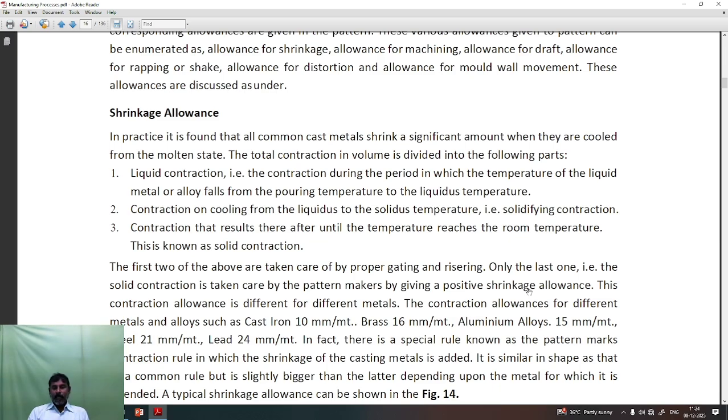There is a special rule known as the pattern maker's contraction rule in which the shrinkage of the casting metal is added in a similar shape as the common rule.